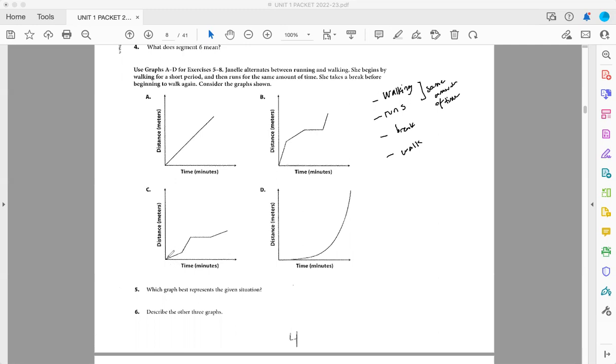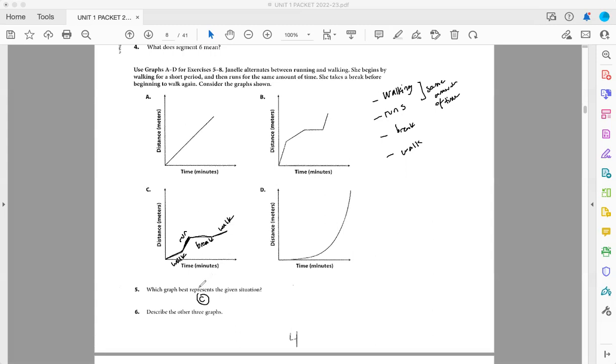Instead, we're choosing less sharp. So this is walk, and then more sharp, right? More slanted. This is run. And this is a break. And this is walk again. You can see it's a slower pace. So number 5 is C, option C.